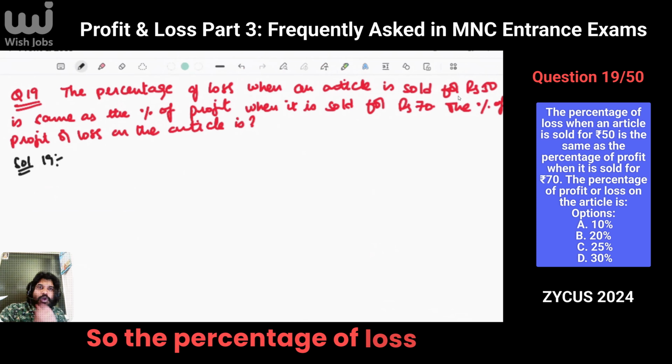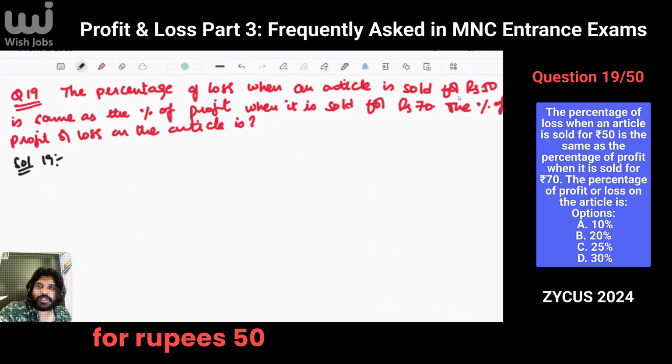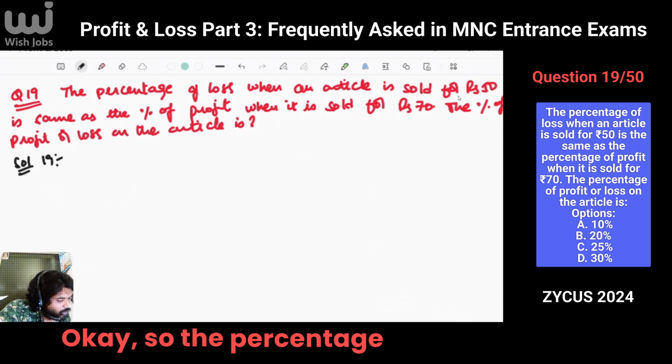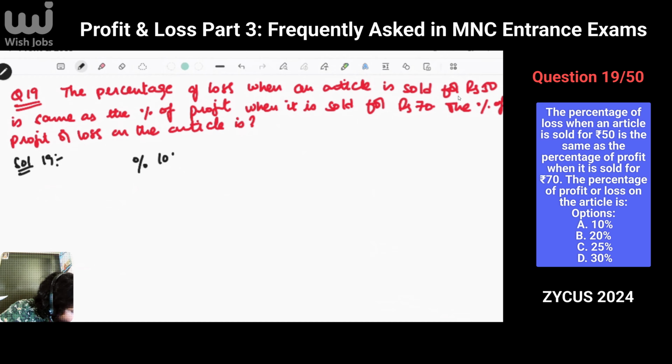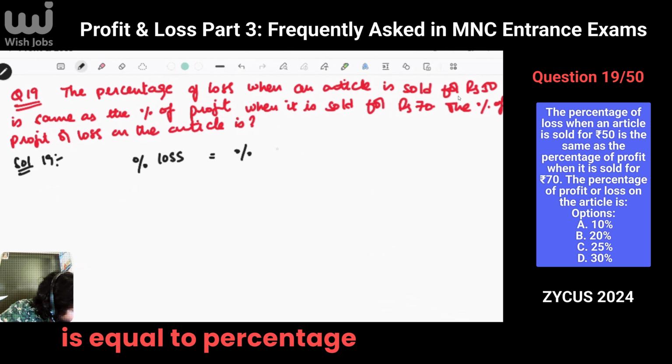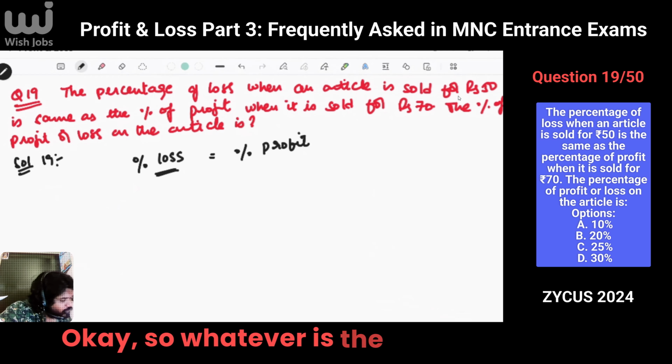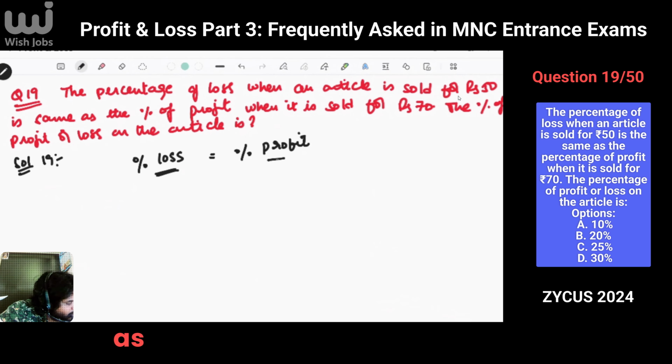So the percentage of loss when an article is sold for rupees 50 is the same as the percentage of profit when it is sold for rupees 70. The percentage of profit or loss on the article is? Okay, so the percentage loss is equal to percentage profit. Whatever is the loss percentage is the same as the profit percentage. If suppose loss is 10 percent, profit would also be 10 percent. That is what he meant.